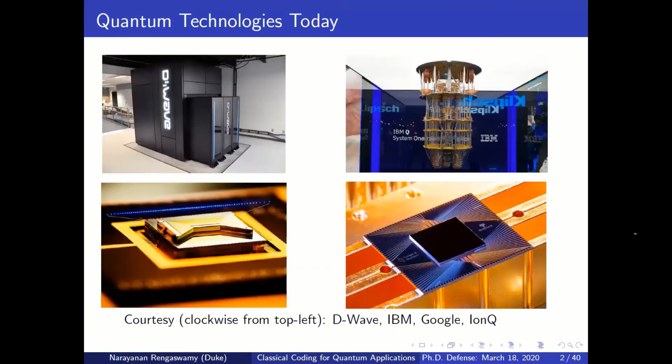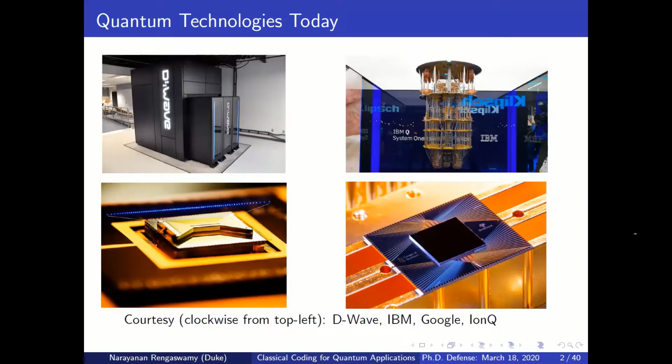So let me get started with where quantum computing is today. On the screen you will see the prominent players in the field right now. Quantum computing and quantum information started in the late 80s and the early 90s. One of the exciting things that kickstarted the interest in the field was Peter Shor's algorithm, which you might be aware of.